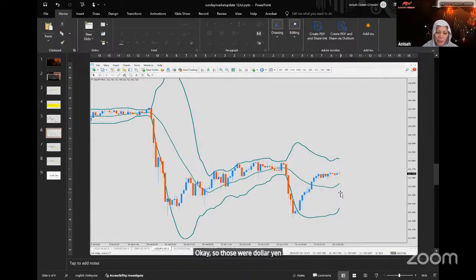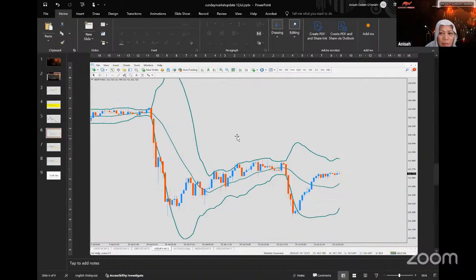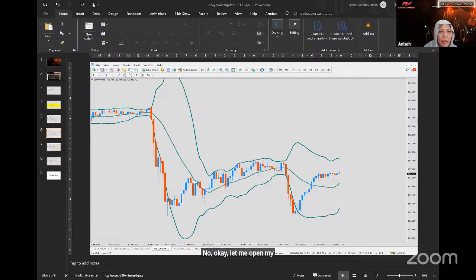Next, let's move on to Aussie dollar. Let me open my MT4 for Aussie dollar. Let me just share my screen.